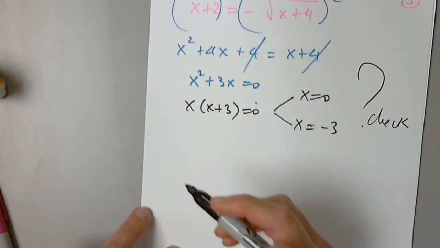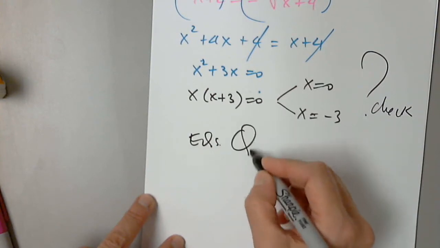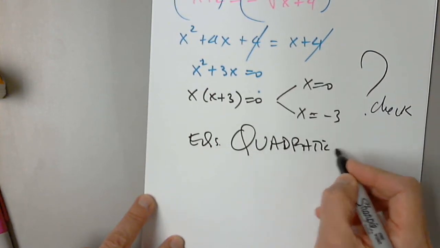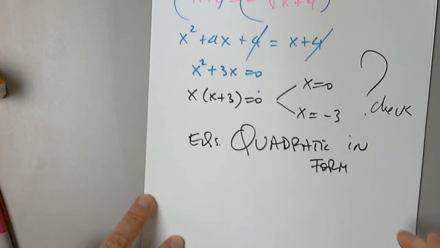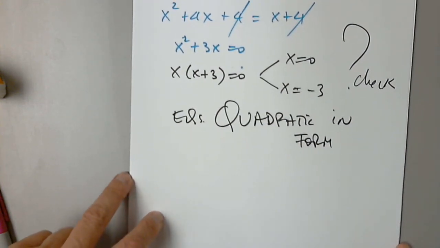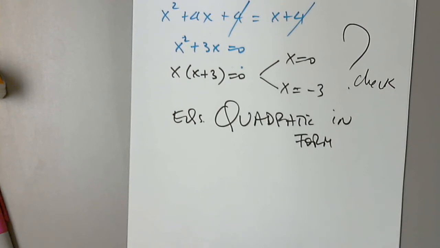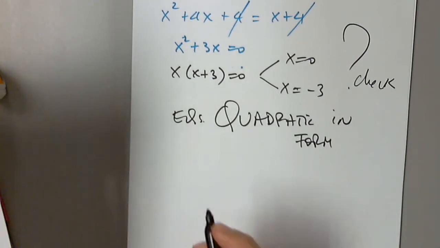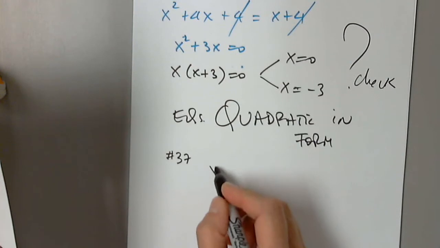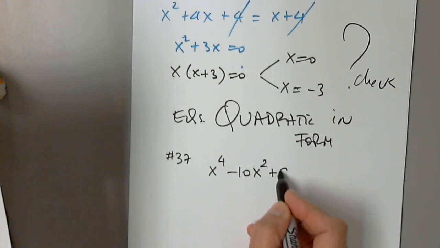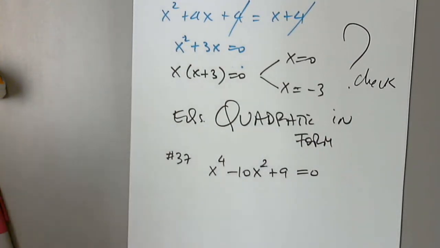Okay, so equations quadratic in form. They're not quadratic, but they can be replaced by a quadratic equation. That's all it means. So let's take a look at 37. X to the fourth minus 10 x squared plus 9 equals 0. And then I'd like to look at one more. Okay, what type of equation is this?